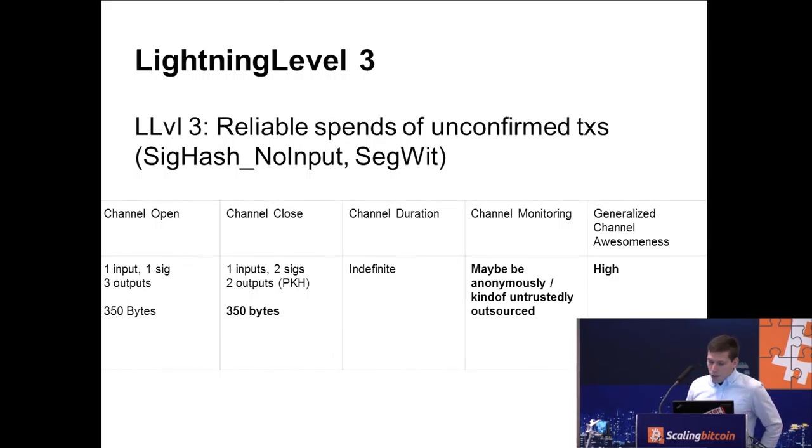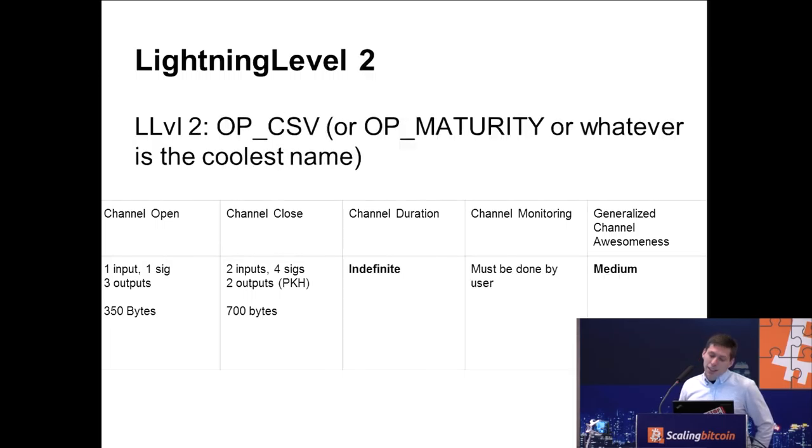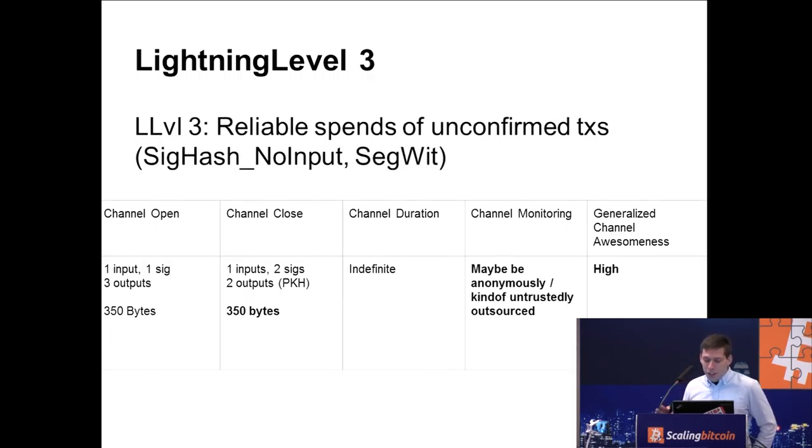There is a way to significantly reduce the size of the channel close transaction by about half. Not quite. Actually, it's not like 700 to 350. Those are kind of rough estimates. It's a little more than half, but it reduces it a lot. Channel duration is still indefinite. I'm assuming you'll have check sequence verify.